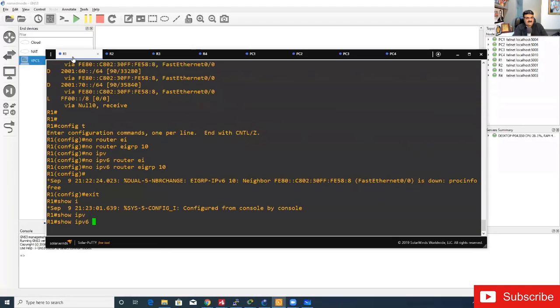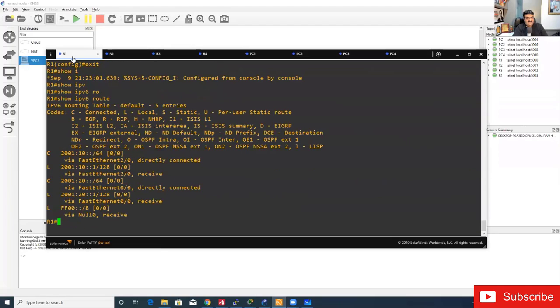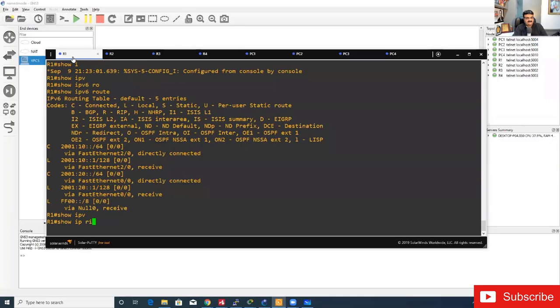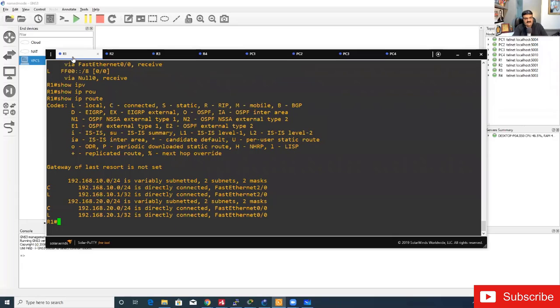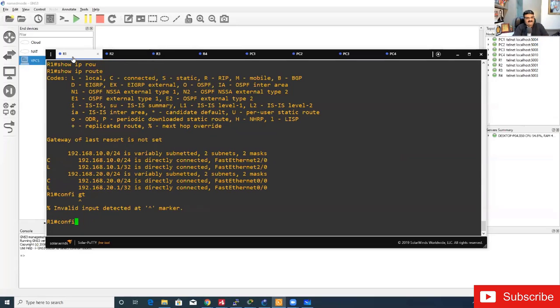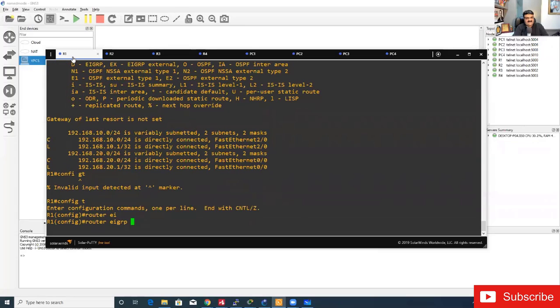So IPv6 route, okay, directly connected network only, and so IP route only directly connected, right? Now I'm going to configure name mode. There is a single command, and then we are able to configure both in the same mode. Okay, so let me configure EIGRP. I can give it like this: router EIGRP, and we can name it CCNA.